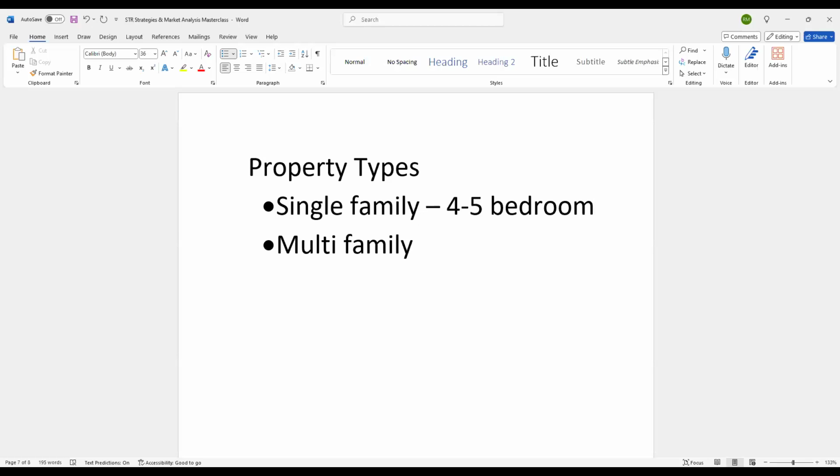Multifamily, obviously, most of the multifamily are going to be your 1 to 3 bedrooms, studios as well, right?